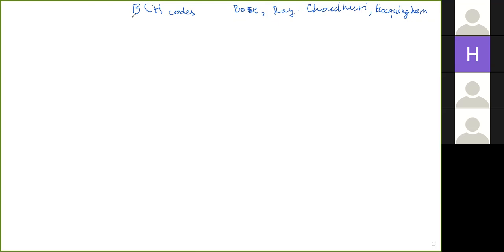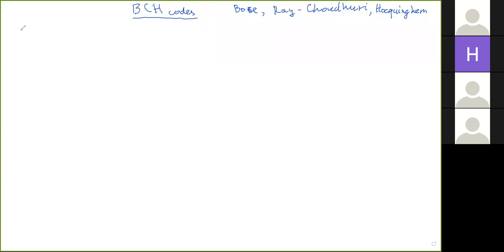So BCH codes correct a constant number of errors. They have a very large rate, so they are similar to Hamming codes, and actually a Hamming code can be considered also as a code from this family. So in other words, they generalize Hamming codes, but I will speak about that later in more detail, of course.